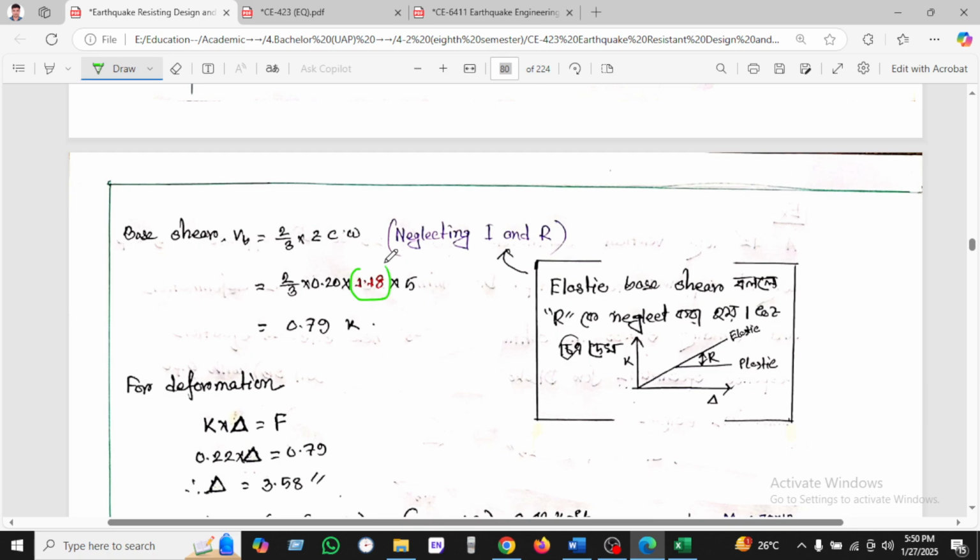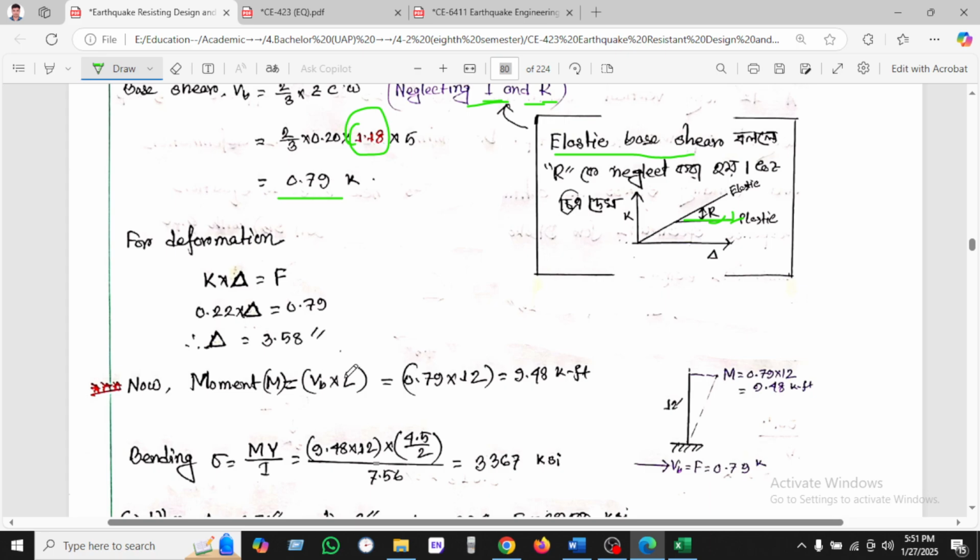Now we will use the C value here, 2.30, into Z by C, and we will use I into R, because for the elastic base shear we will neglect I by R, because we are seeing the plastic deformation going on here. If we use R, then elastic deformation will not be considered, the plastic deformation will be here, and we found base shear 0.95.